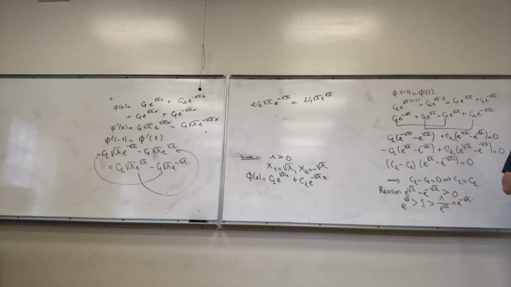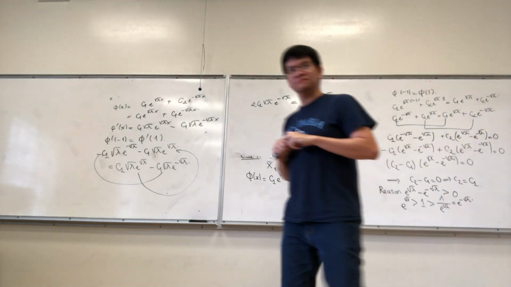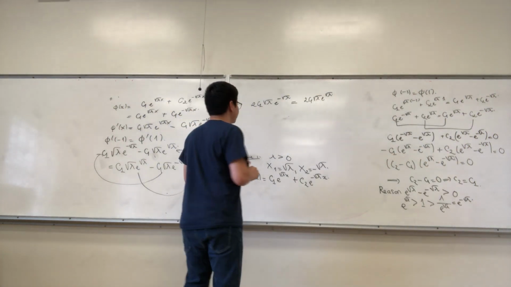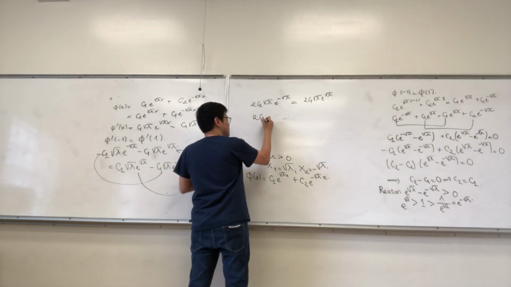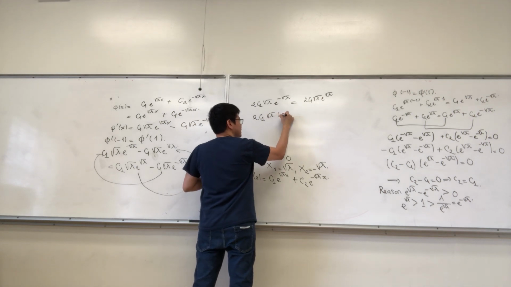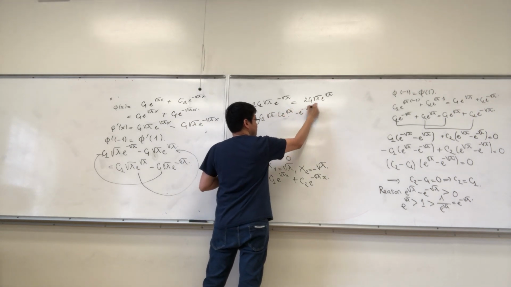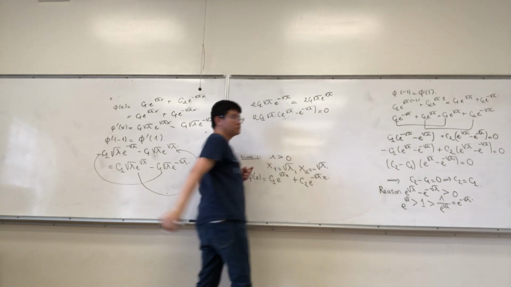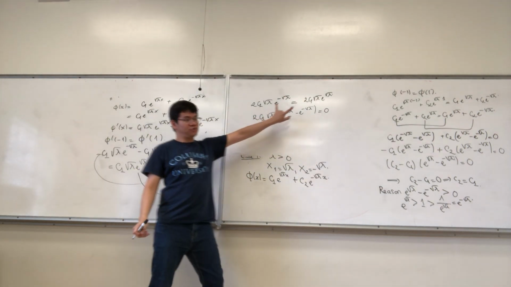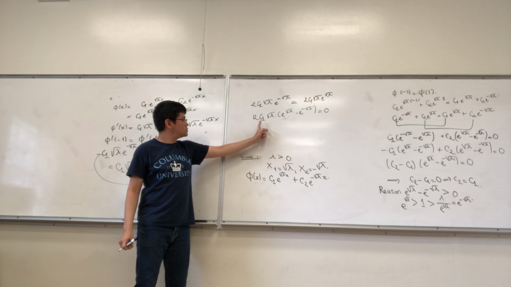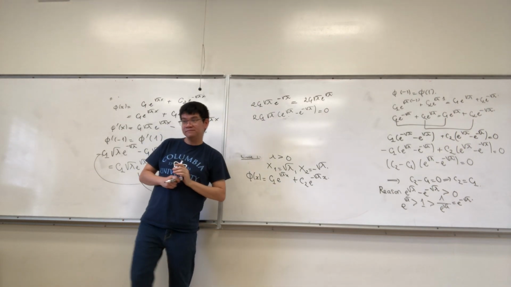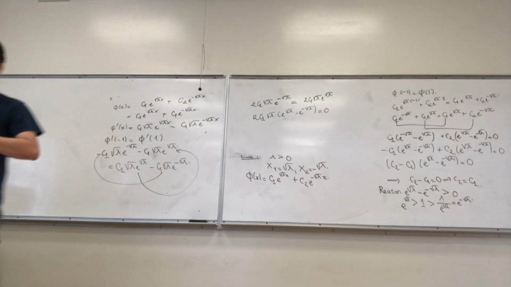All right? Now, what is the next step? So you have 2c1 square root of lambda times e to the square root of lambda minus e to the minus square root of lambda is 0. All right? So I subtract the two sides. I put the 2c1 square root of lambda as the common factor. What can I say about this?